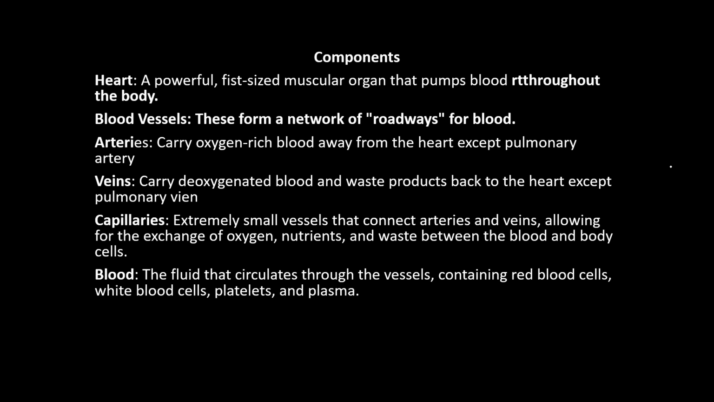Now the components of heart are already told: heart, blood vessels, and blood vessels are of two types, arteries and veins. Here, the arteries carry oxygenated blood, but the exception is pulmonary artery, which carries deoxygenated blood from the heart to the lungs for purification. Again, veins always carry deoxygenated blood and waste product back to the heart, but after purification in lungs, purified blood, that is oxygenated blood, returns to the heart through pulmonary vein.